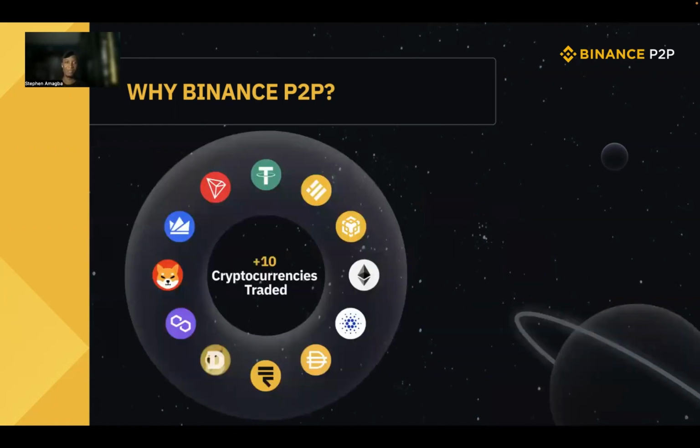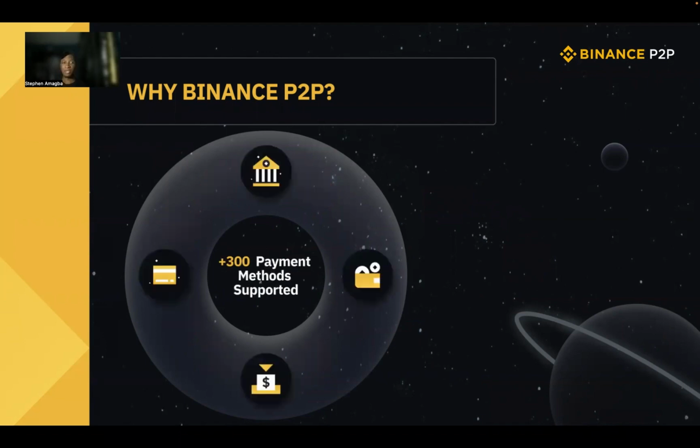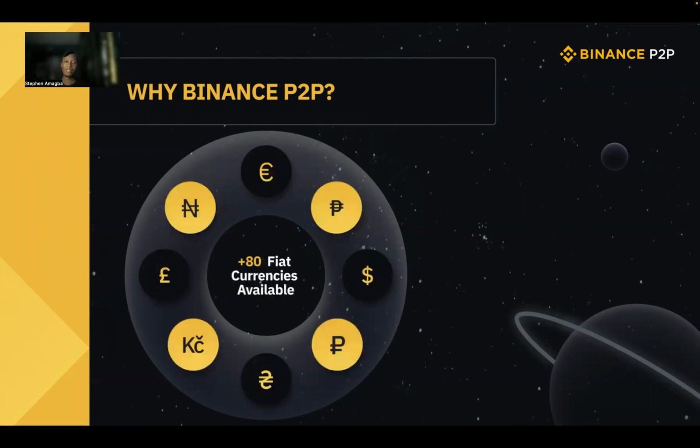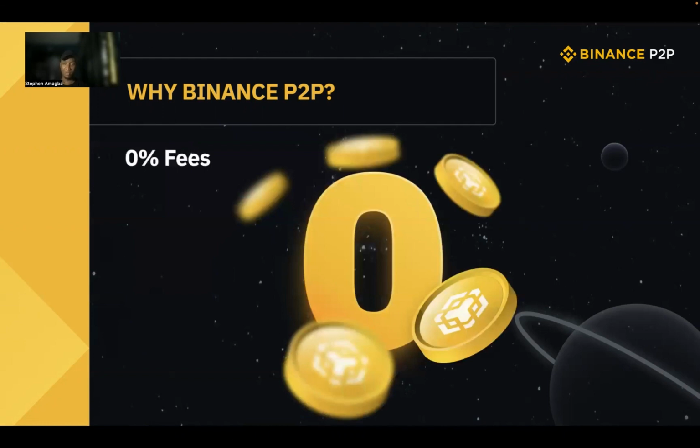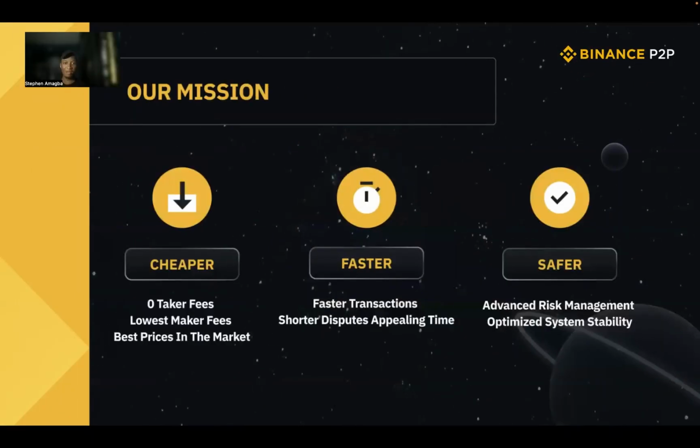Also, we have various cryptocurrencies that you can trade via P2P, not just the stable coins. We support over 300 payment methods, and we have 80 plus fiat currencies available. And most importantly, which is the favorite part, zero fees. Now, what is our mission?